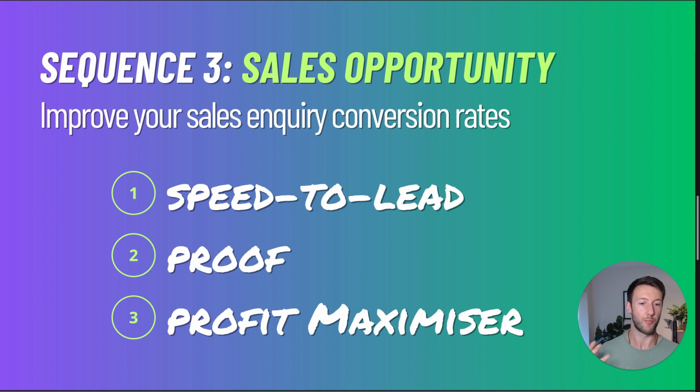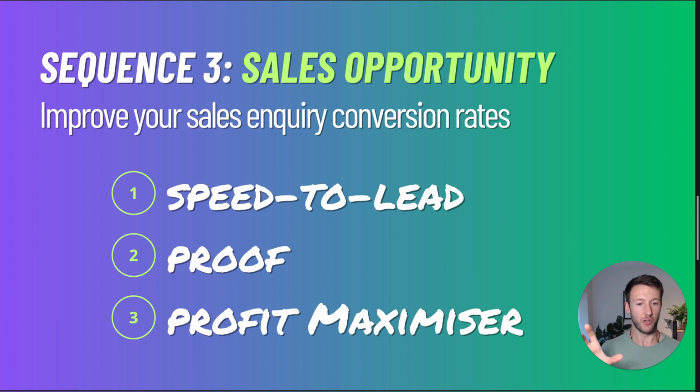And then the 3rd email is called the profit maximizer. Usually after email 1 and 2, you've probably found out at this point if you're making a sale with this person or not. It's either gone really well and they've converted, or you've lost the sale. The profit maximizer email is going to be different depending on which way that close has gone.